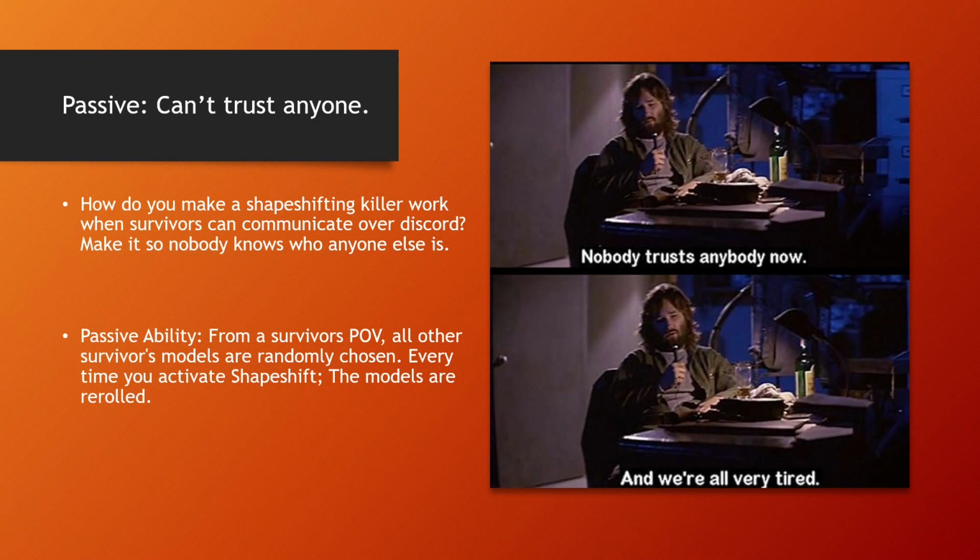So, what does Can't Trust Anyone do? It is a passive ability that, from a survivor's point of view, all other survivor models are randomly chosen. And, as the Thing, every time you activate Shapeshift, these models are re-rolled. What does this mean? This will help keep survivors guessing on who is who. They won't be able to trust anyone because they won't know who anyone is.